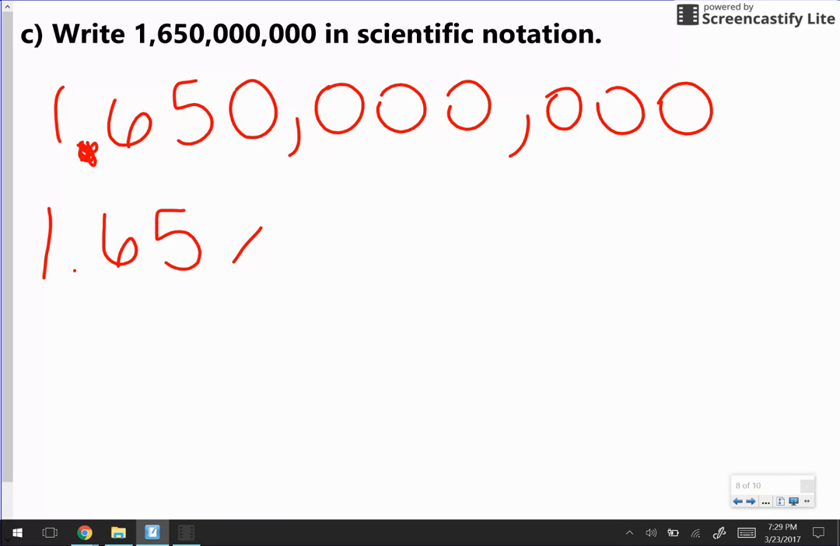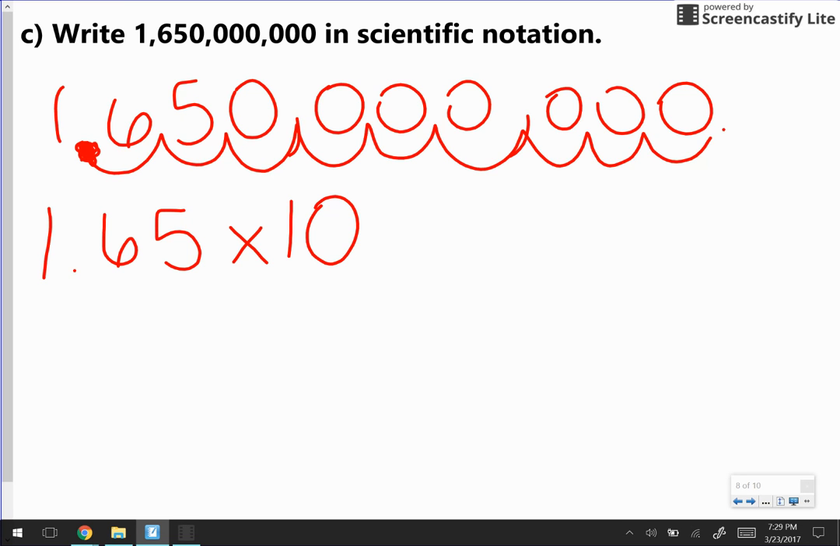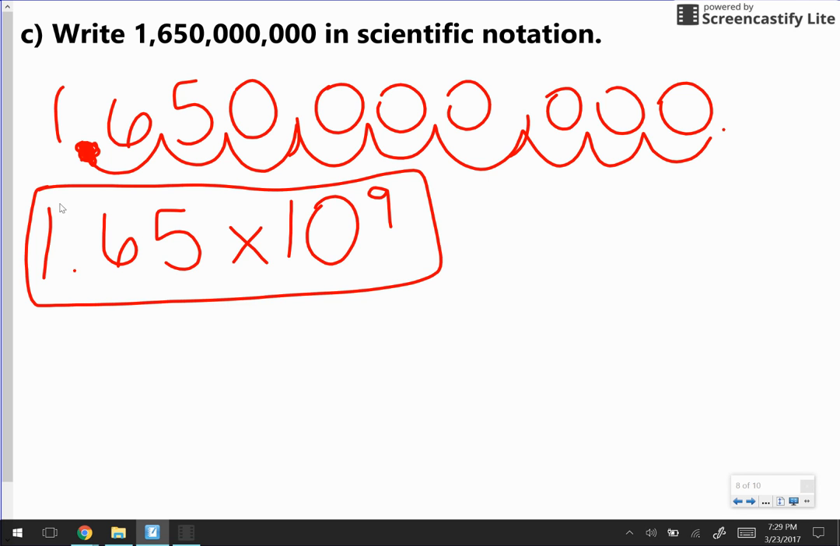Also in scientific notation, we have something being multiplied by 10 and then an exponent that goes with it. Remember, the exponent tells us how many times we should move our decimal. So in this case, we're going to count how many times we should move from here, 1.6, to get to the very end of our number here. Let's count. 1, 2, 3, 4, 5, 6, 7, 8, 9. Since we move it 9 times to the right, my exponent will be 9. So the final answer will be 1.65 times 10 to the 9th.